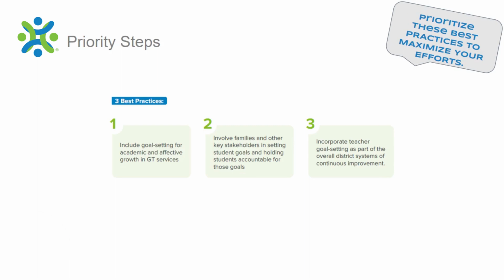Start with number one. Include goal setting for students, even if you begin with an informal practice for your GT students. Be sure to involve your families and other stakeholders. Families want to be more involved in their students' learning and success, so let's give them that opportunity. And have teachers set goals as part of their evaluation process and their growth opportunities, so they can understand the process and model for their students.